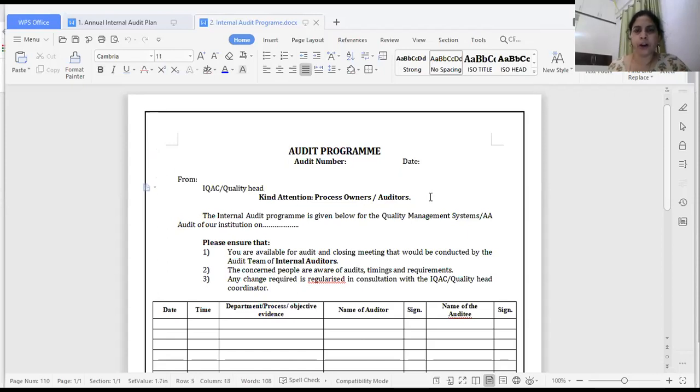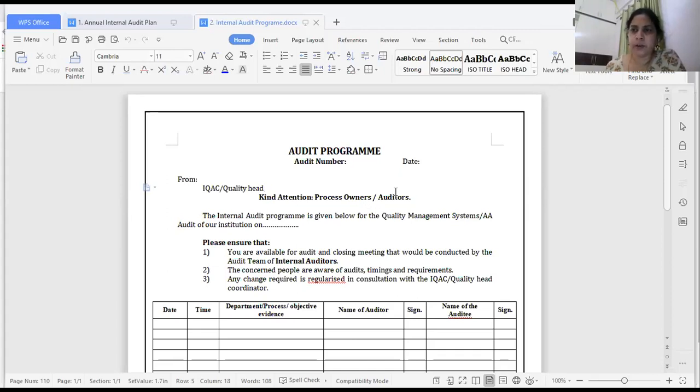Can you see the audit program displayed? Yes, we can see. Okay, madam. Now the next step will be, once you plan the audit and say you are taking an audit after 2 months, at least a minimum of 1 week before, you create the audit program. In the calendar, we have not specified the date. We have specified only the month.